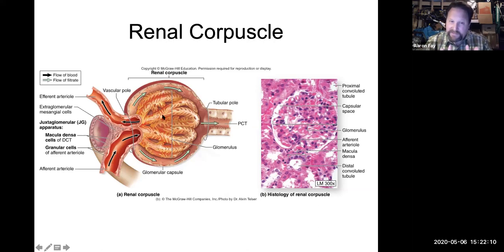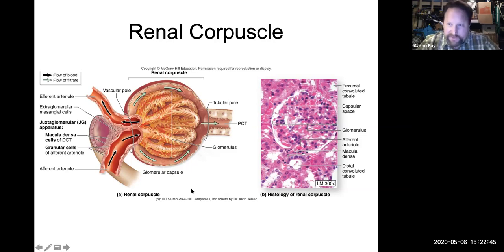That forces plasma to exit those fenestrated capillaries, enter the capsular space, and become filtrate, which then drains out the proximal convoluted tubule. So remember, fenestrated capillaries, it's just one layer. It's just a single layer of squamous cells. And the squamous cells even have holes in them. They can't take really high pressure. They're going to need those podocytes to give them some extra support. And we'll take a more detailed look at those structures in a second.